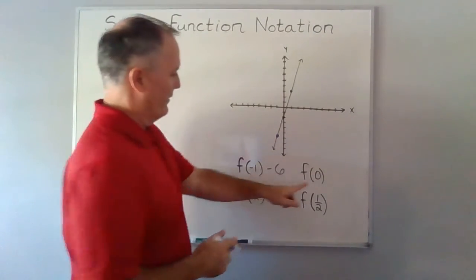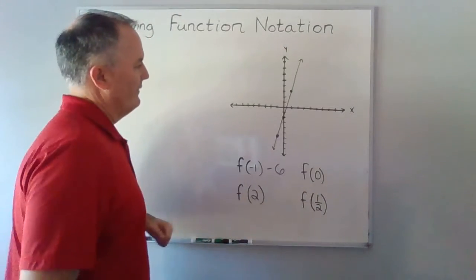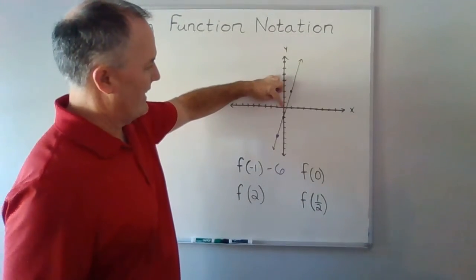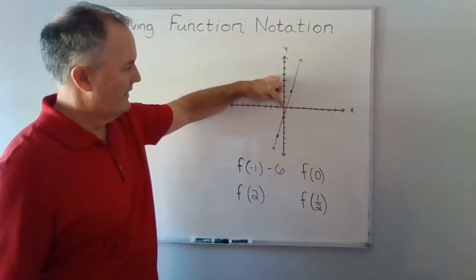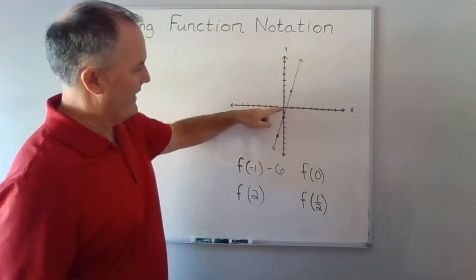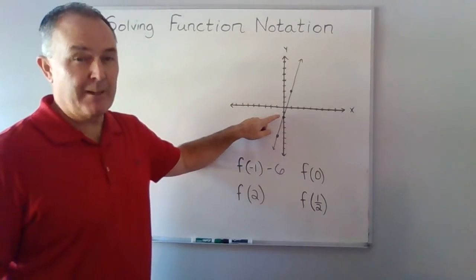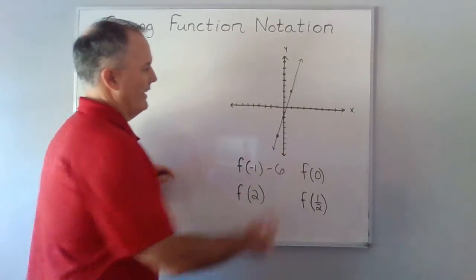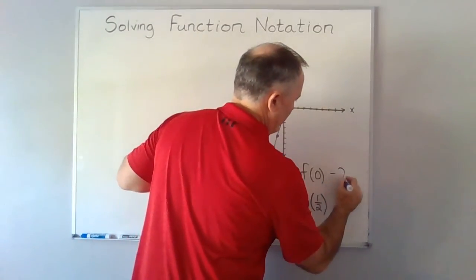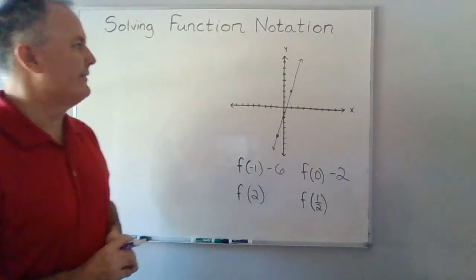Then we're going to do the next one, f of 0. So that means 0 on the x-axis. Then I'm going to go down to the line. I already have a dot there. That's my y-intercept, and that's at -2. So it's -2.